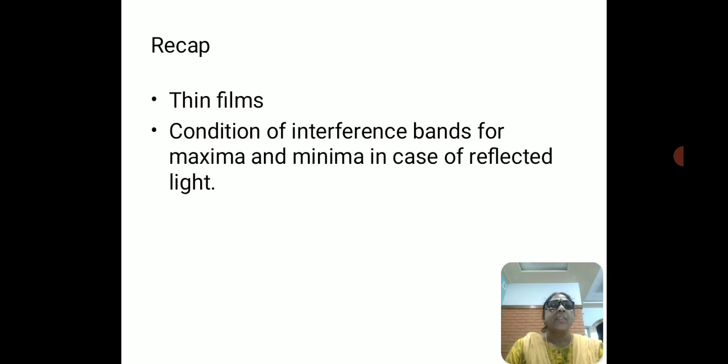So we have studied in this session thin films and the conditions of interference bands for maxima and minima in case of reflected light.